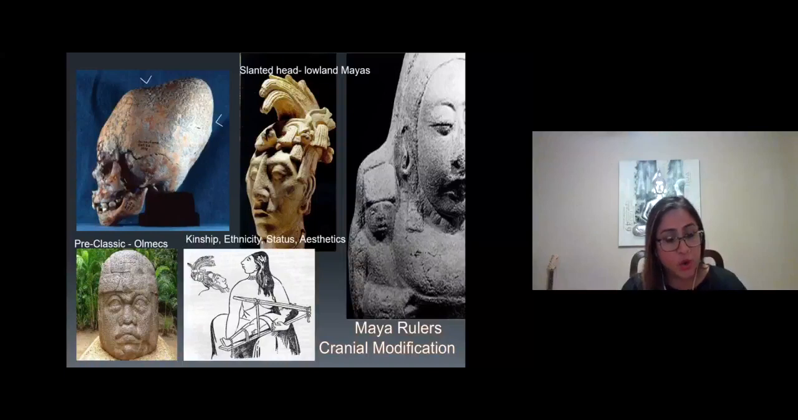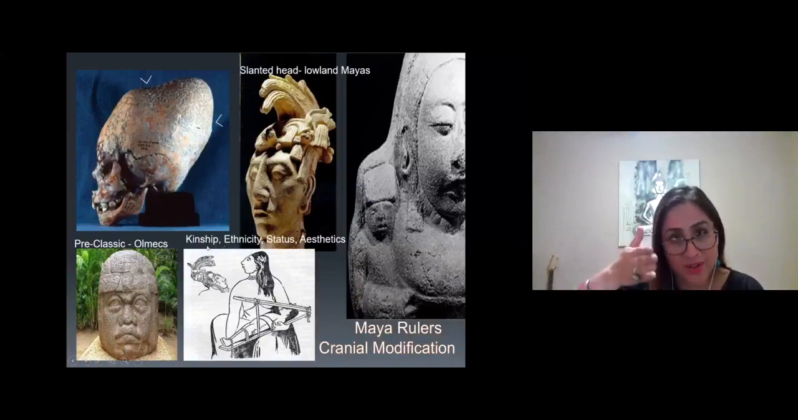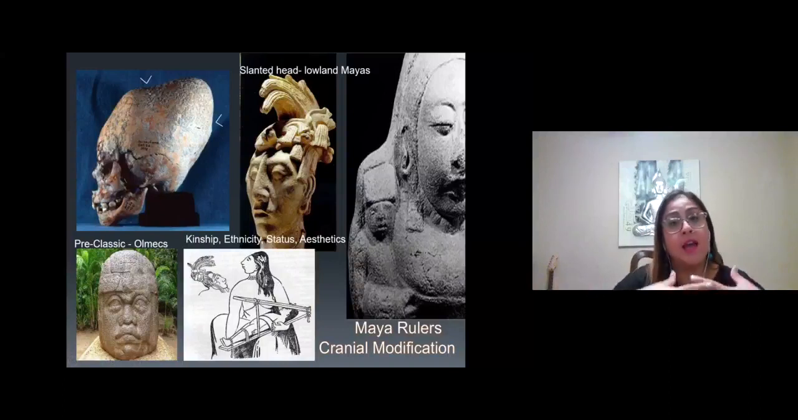So the elite, the ones in power, the ruling class and their lineage, it was a form to distinguish them. They would modify their heads to be long, and scholars have identified that this not only represented kinship, in other words, you come from this lineage, it also represented ethnicity, an ethnic boundary marker to other Mayas, to other indigenous groups of the area.